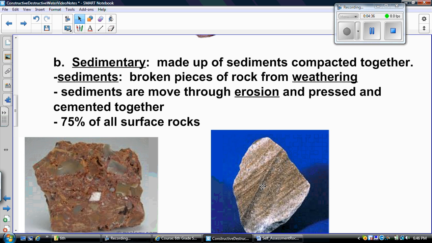And these are 2 examples of sedimentary rock. This, I believe, is a conglomerate. You can see a lot of the big pieces of rock pressed together. This one you can see forms layers. Sometimes sedimentary rocks have layers because they've been laid down. The sediments have been laid down on top of each other and created those layers. That looks like a piece of sandstone.